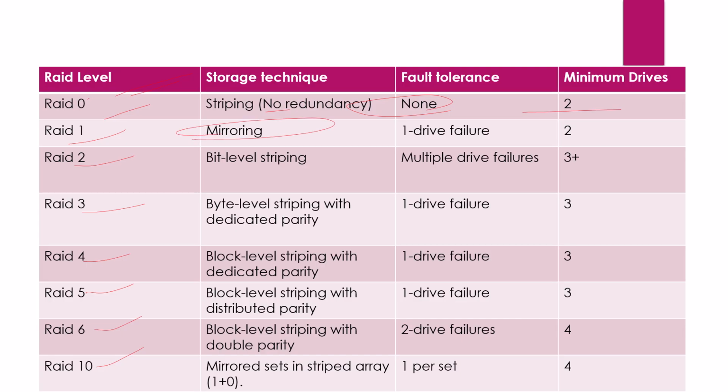RAID 1 is used for mirroring. Mirroring means we can replicate our data as it is. The data on disk 1 is replicated to disk 2. That's what mirroring stands for. If one disk fails, then we can easily recover our data from the other disk.